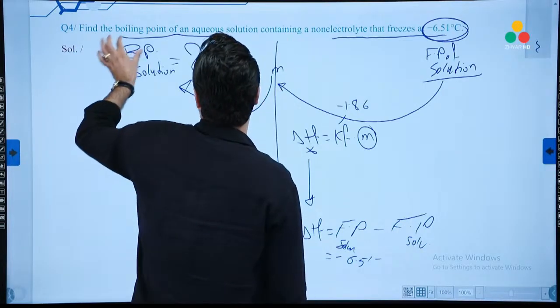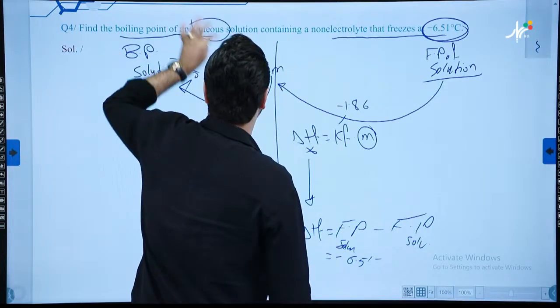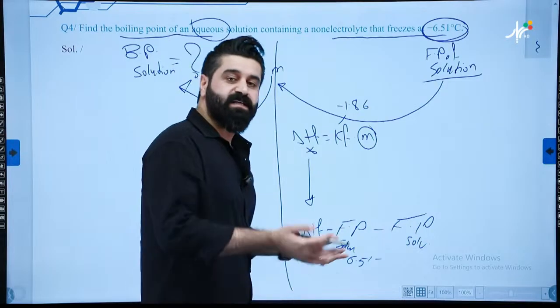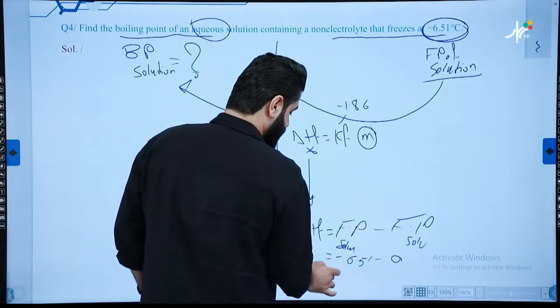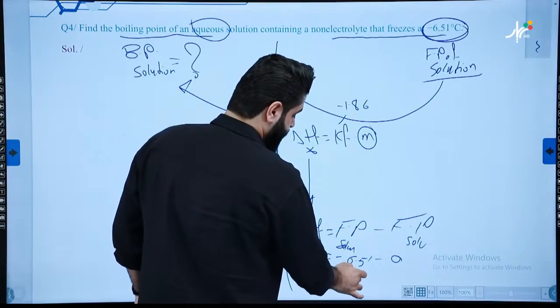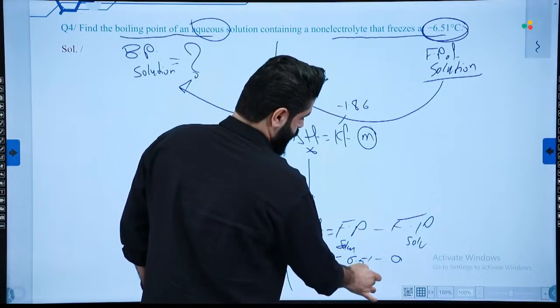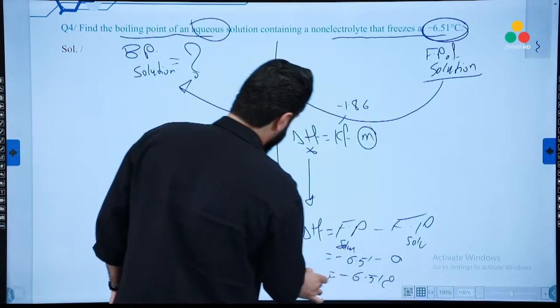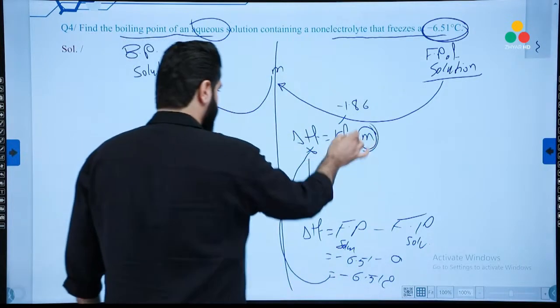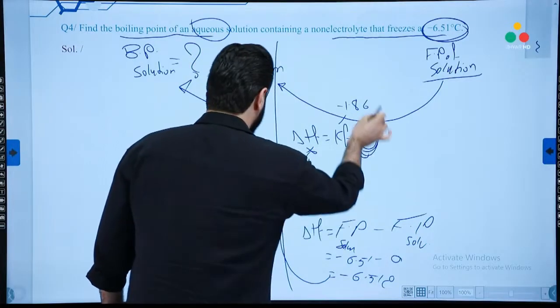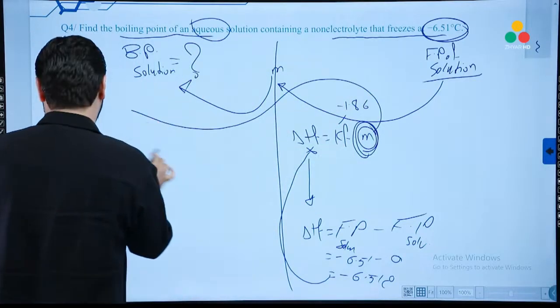Since the solution is aqueous, it means water-based solution, the solvent is water, so this is 0. Delta TF equals negative 6.51 Celsius. So use this here to get this value. Once you calculate molality, bring the molality to here, okay?